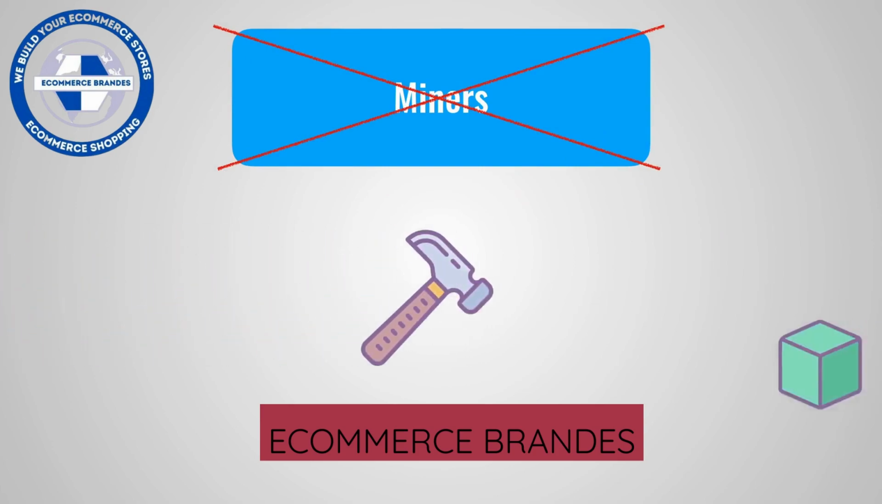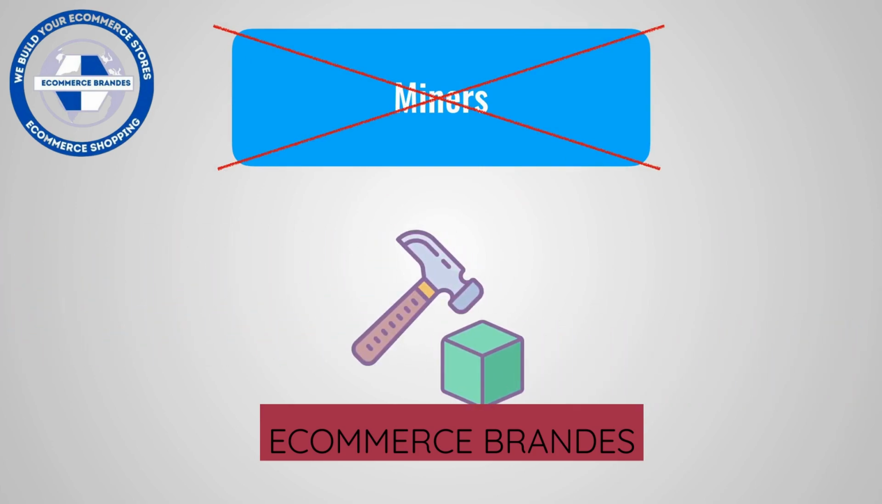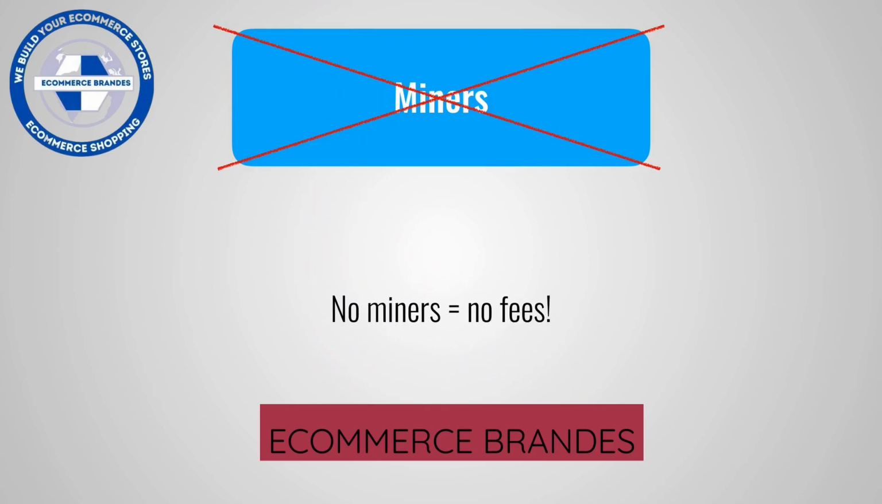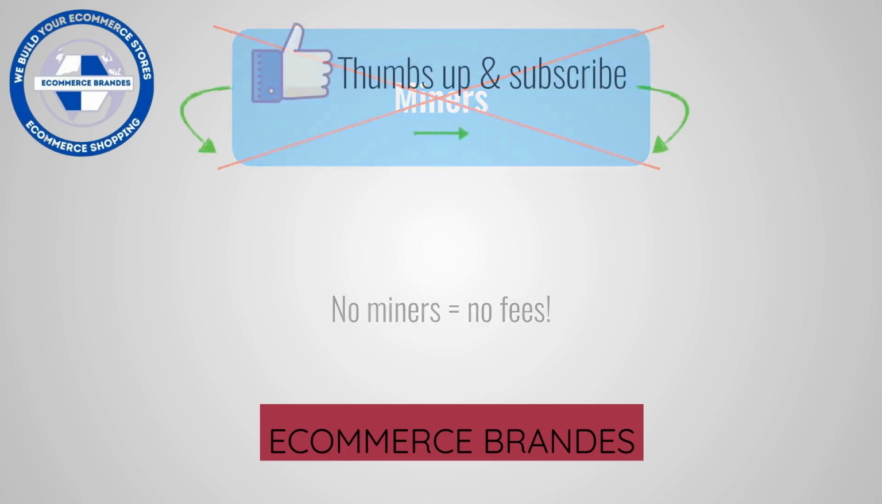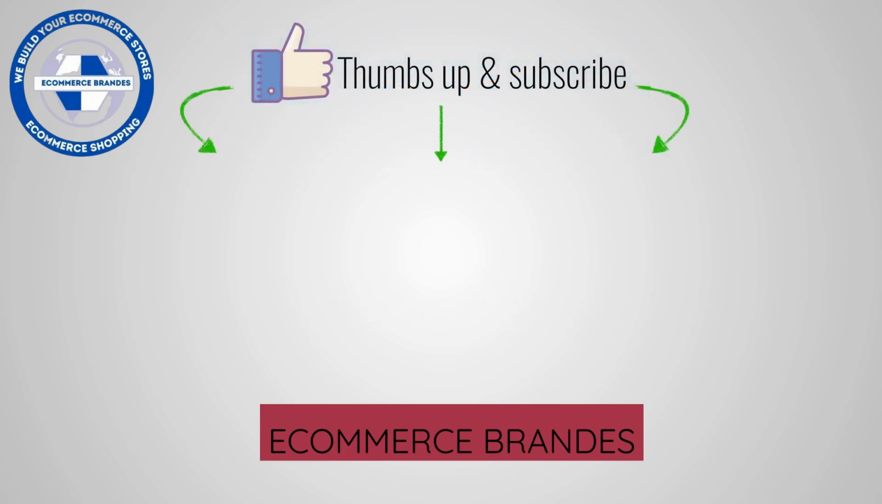Usually, miners are there to create blocks and validate transactions. For this hard work, miners take a fee from each transaction. In IOTA, no miners means no fees. Sending money around is thus completely free. So now you know how IOTA's Tangle works and how it compares to regular blockchain technology.